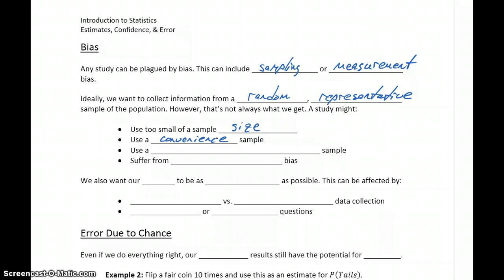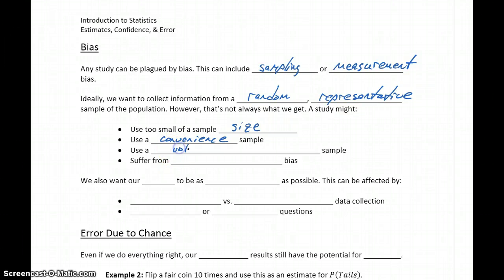So rather than going out and trying to get a random group of people that are representative of the entire population of the United States, I could just ask a few hundred people in my neighborhood what they think about the president or about their annual income. So if we're using a convenience sample, we're not getting a representative population.